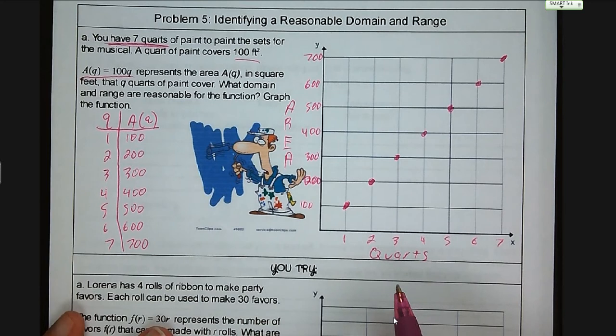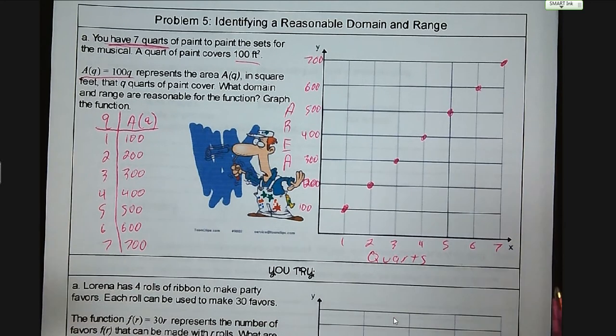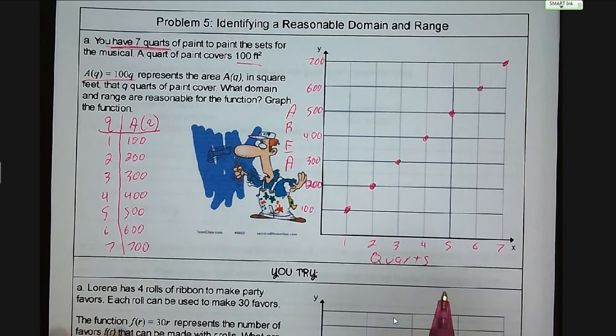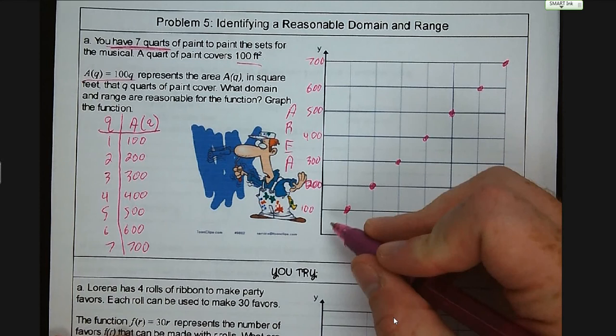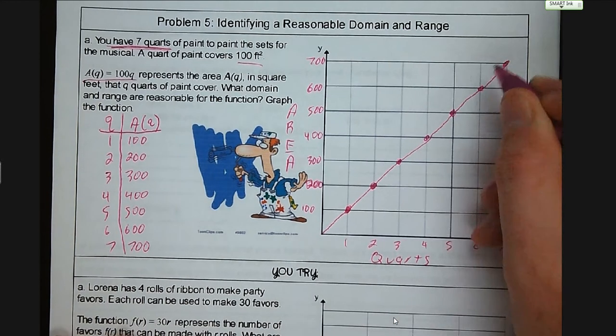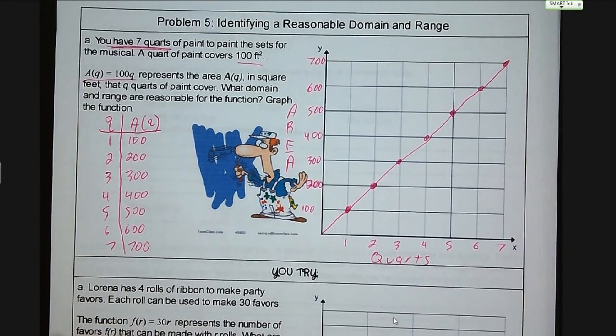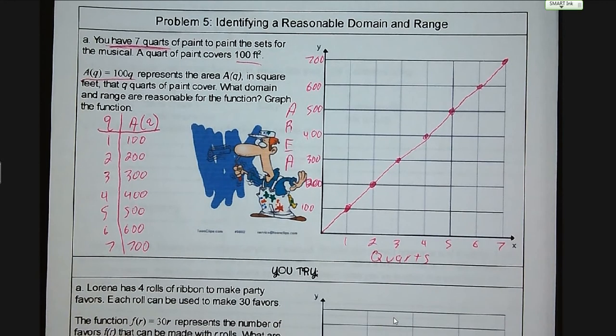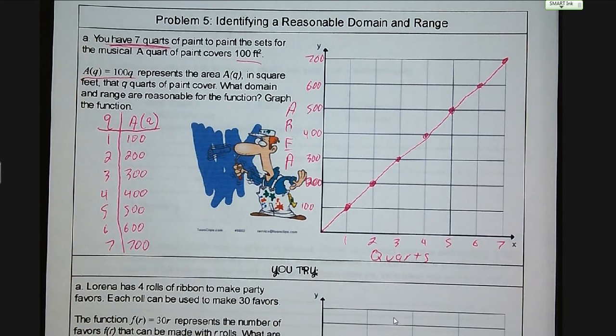Now, is this going to be a discrete graph or a continuous graph? Well, I can use all of the paint in the quart, but I could also use just like half the bucket. I could use a quarter of the bucket. I could just pour out a little bit. I could just dip my brush in. So it's going to be a continuous graph. So we need to just draw our line and connect the dots. All right, so I want you guys to try letter A on your own.